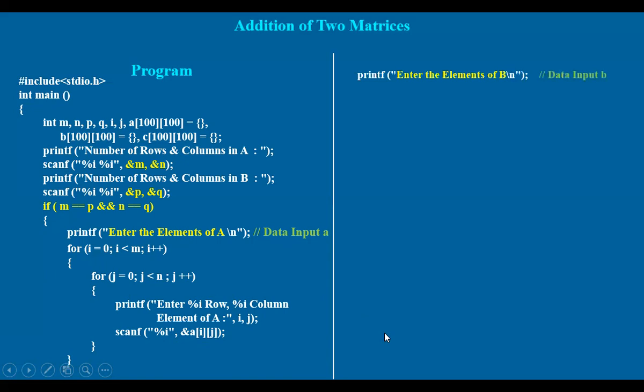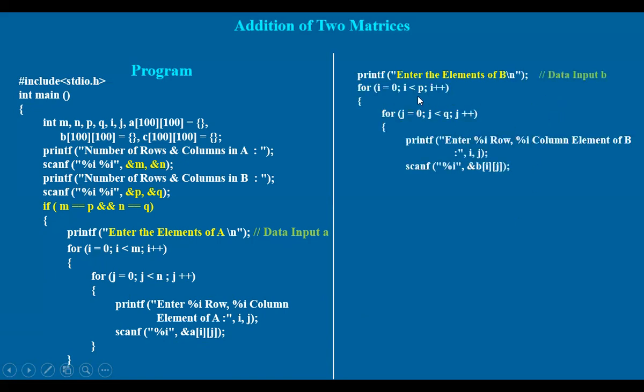Similarly, the matrix B also takes place in the similar fashion. Only thing is here the number of rows and columns are taken as P and Q. P and Q are the number of rows and columns in the matrix B, and the data input is assigned to the elements of B with the help of B[i][j]. Now the data is ready. Now we can do the addition.